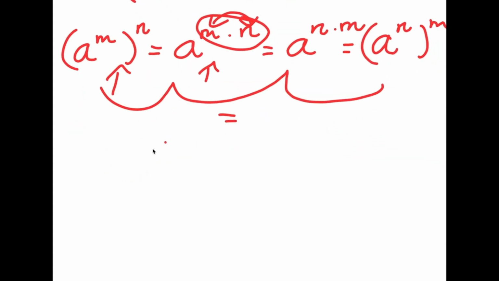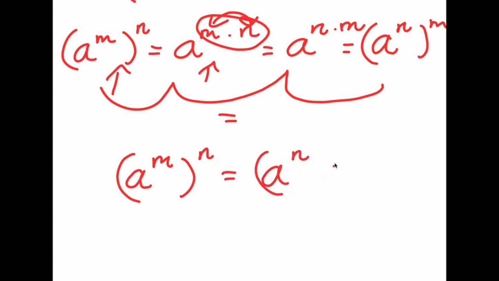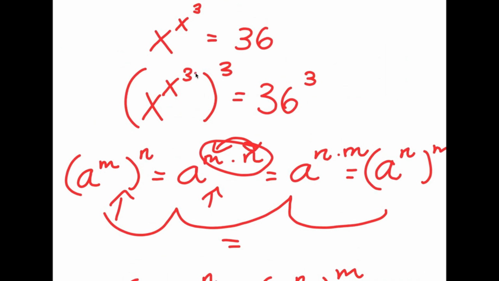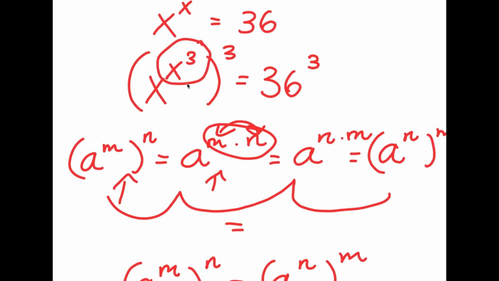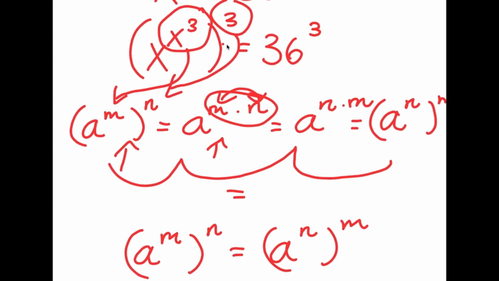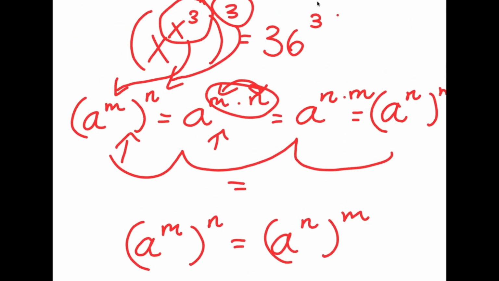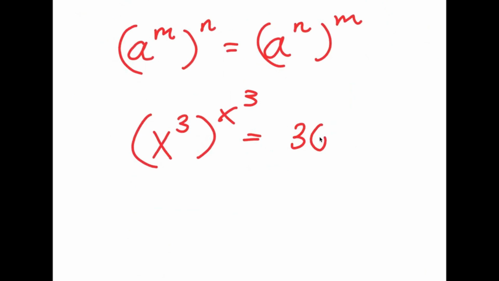So my point for telling you all this is that a to the power of m to the power of n is the same thing as a to the power of n to the power of m. So now coming back over here, we have x to the power of x to the power of 3 to the power of 3 is equal to 36 to the power of 3. And we can think of x to the power of 3 here as m and 3 as n. So now I can switch the places of these two. So now I get x to the power of 3 to the power of x to the power of 3, and this is equal to 36 to the power of 3.